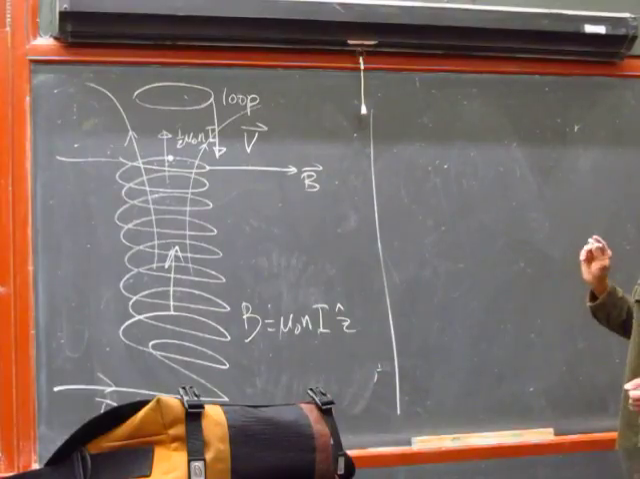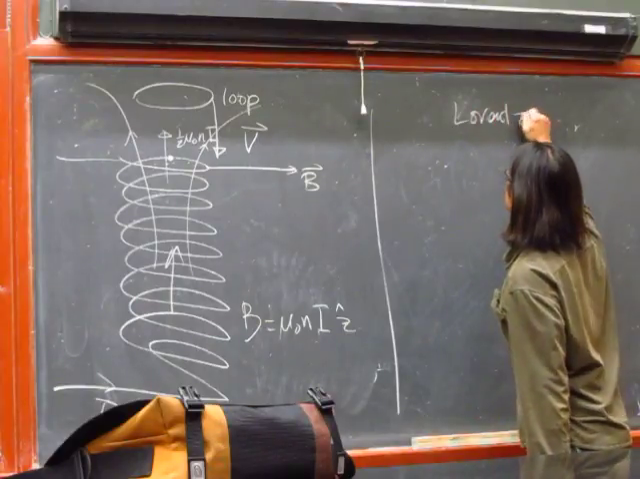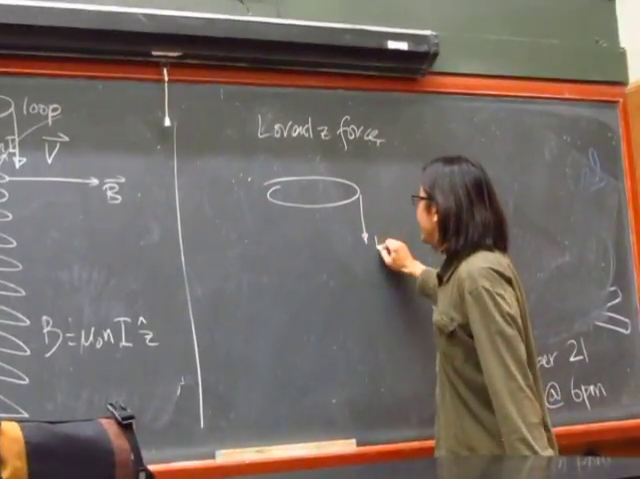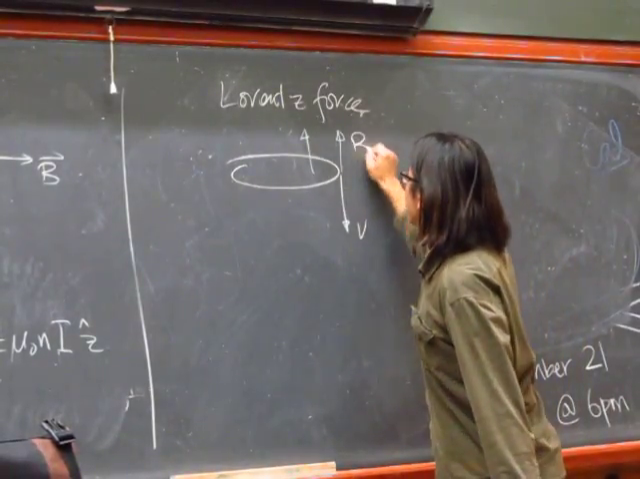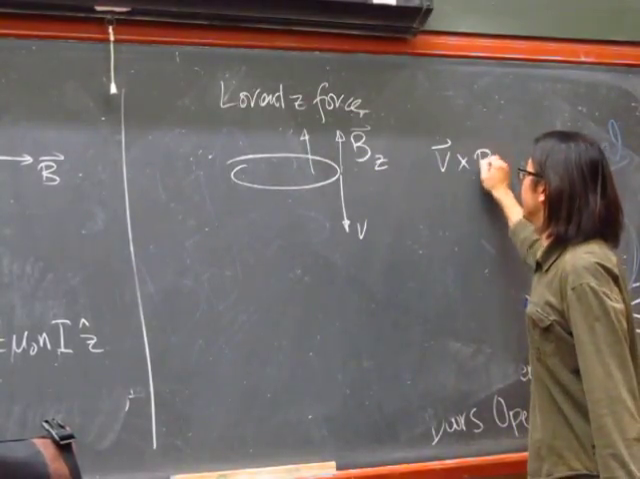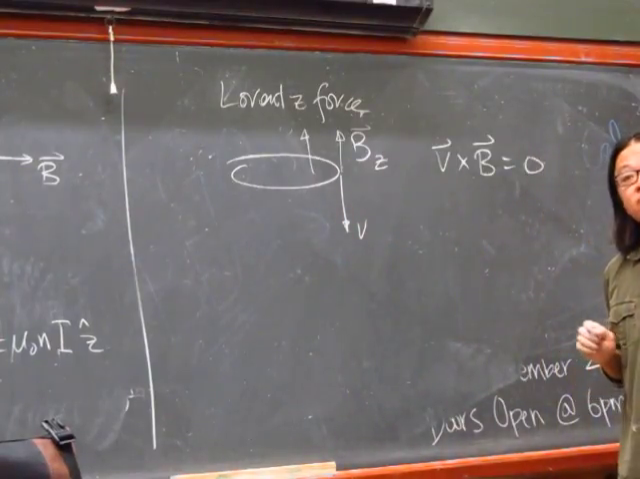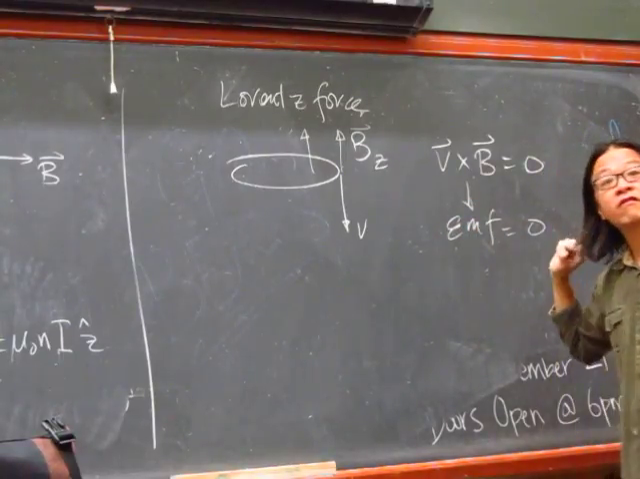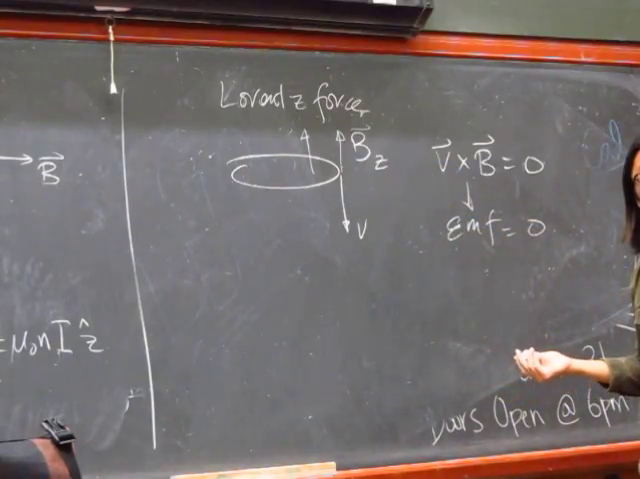So first of all, where is the Lorentz force? If I have this loop, and the velocity is that way, if I look at the axial component of the B field, v cross B is 0. It's not going to create electromotive force. So this will contribute 0 EMF, because it doesn't have any Lorentz force. Is this clear?